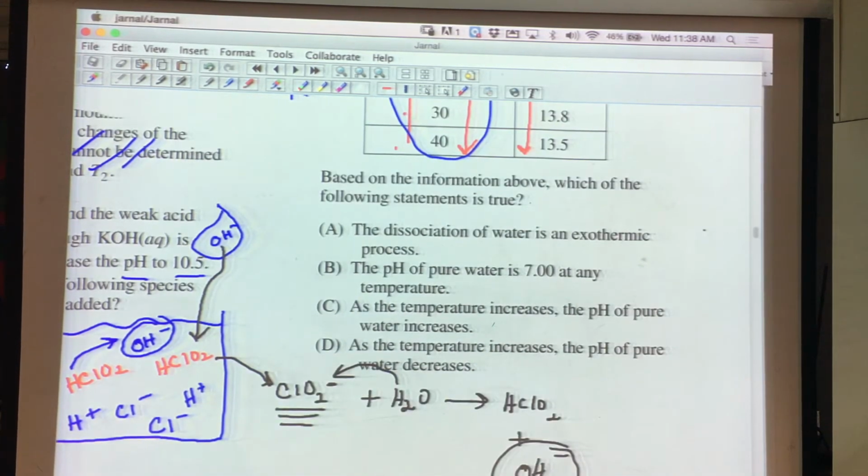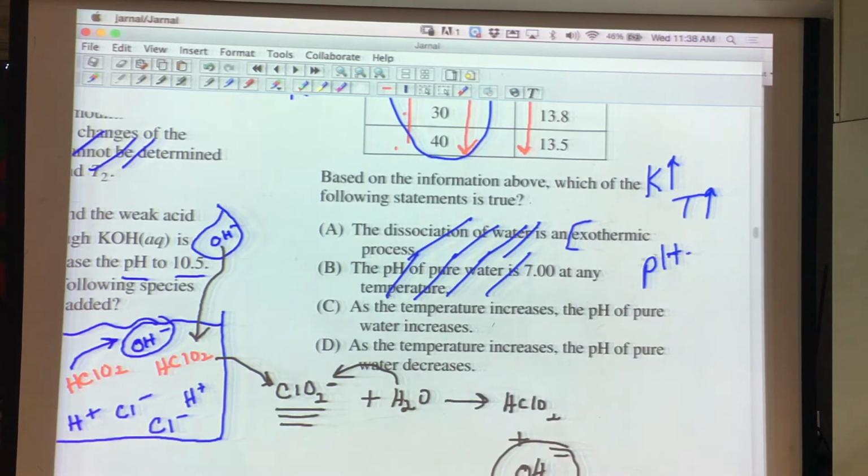Based on the information above and all my explanations, which of the following? The association of water is exothermic. What did we just find out? If the K is increasing and temperature is increasing, by the way that I just explained it, we know it's always endothermic in the forward. The pH of pure water is 7 at any temperature. Wrong. That number changes. In the case that I showed you, pH could be 6 and still be neutral. As temperature increases, the pH of pure water increases.